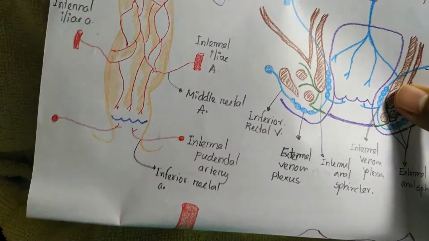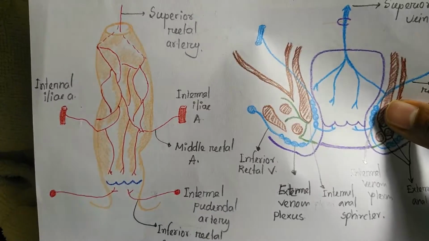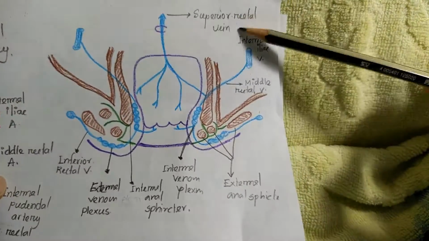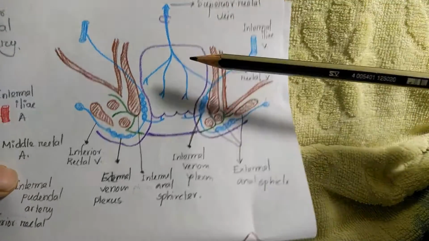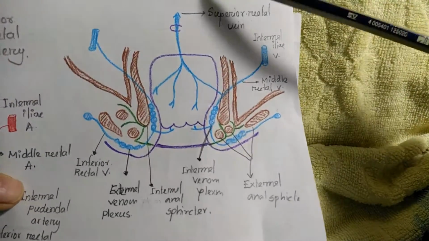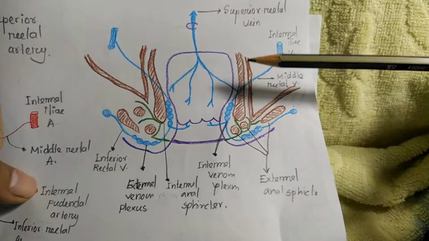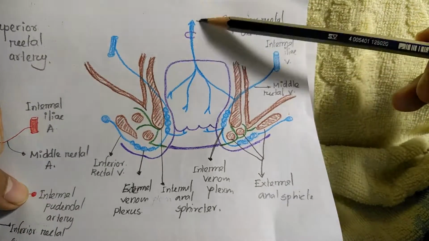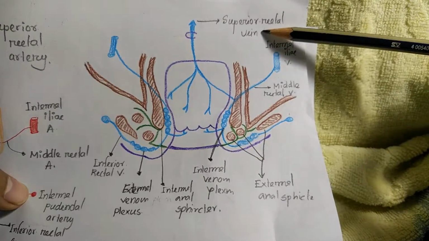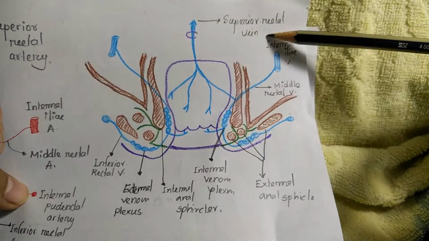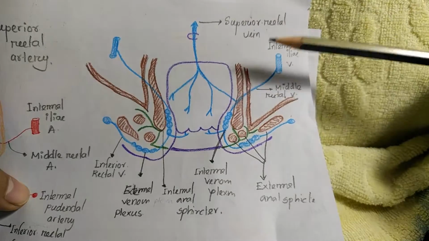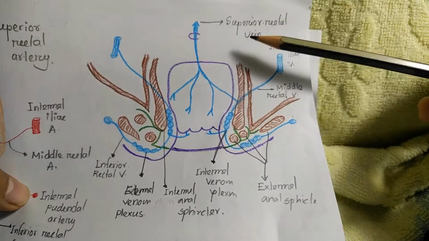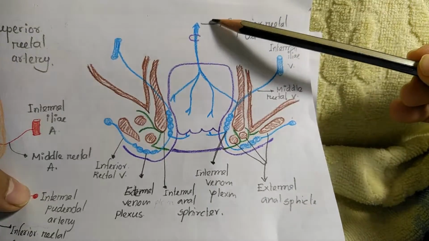Now the venous drainage. Here there are some similarities with the arterial supply. The superior rectal vein is a branch of the inferior mesenteric vein. So the superior rectal vein will drain to the inferior mesenteric vein.